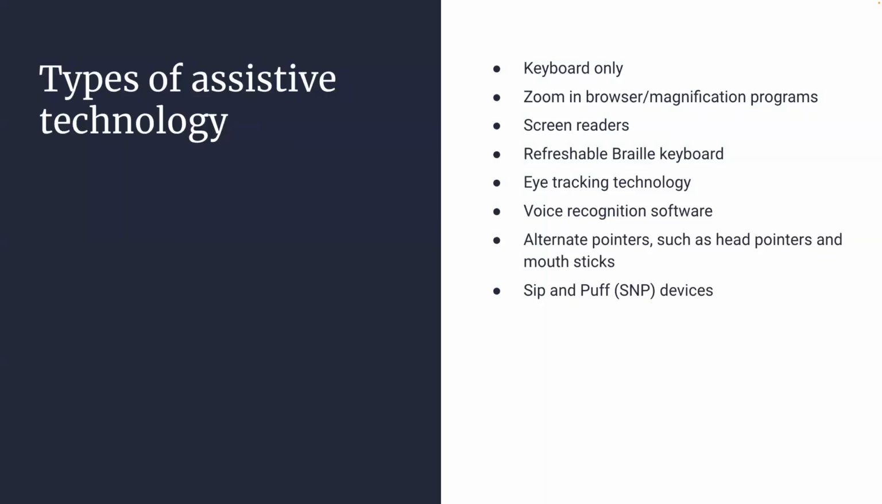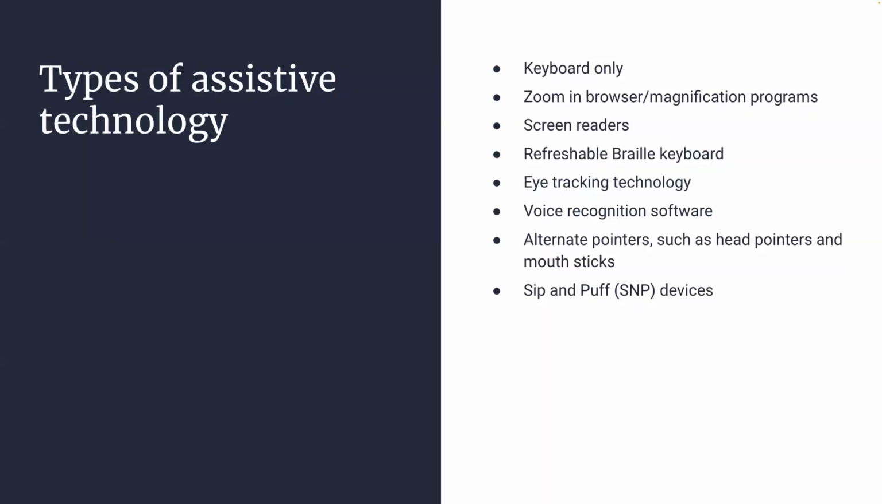Some of these technologies are built right into your hardware, browser, or operating system, like keyboards without a mouse, zooming in the browser or using magnification software, or use of a screen reader, some of which are available in the operating system. Other devices people use are refreshable Braille keyboards, eye tracking technology, voice recognition software, alternate pointers, such as head pointers and mouth sticks.